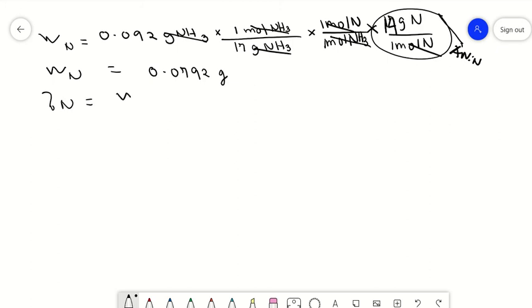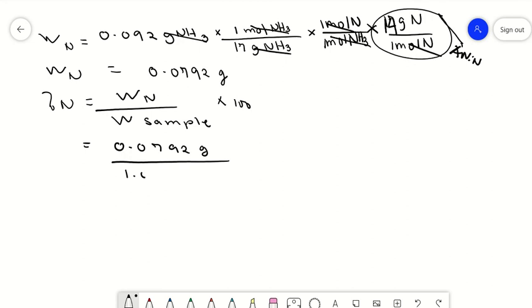What would be the percentage nitrogen? Percentage nitrogen would be the weight of nitrogen divided by the weight of the sample times 100. So that would be equal to 0.0792 grams divided by the weight of the sample, which is 1.0 gram, times 100. So the percentage nitrogen would be 7.93%. As I said, if you're going to determine the percentage protein, just multiply this value by 6.25.